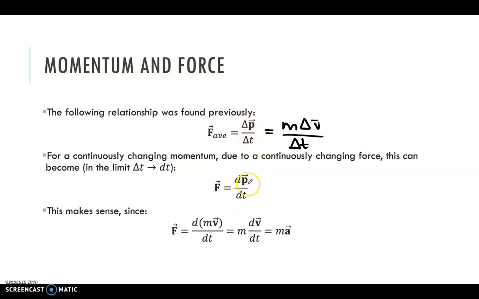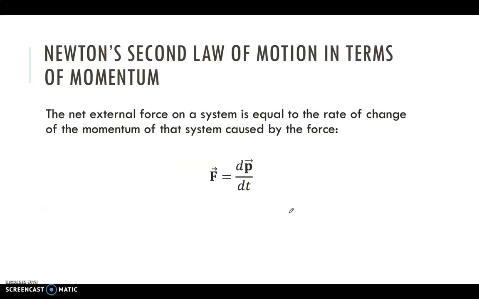And that makes sense because if we break this down, we have d of m times v, or we can pull that constant out, m times dv dt, or m times acceleration. Okay? So this all makes sense. This is all coming together. So from Newton's second law, we can now write this as the net force on a system is equal to the rate of change of momentum of that system caused by this force. Okay? So this all works out fine.